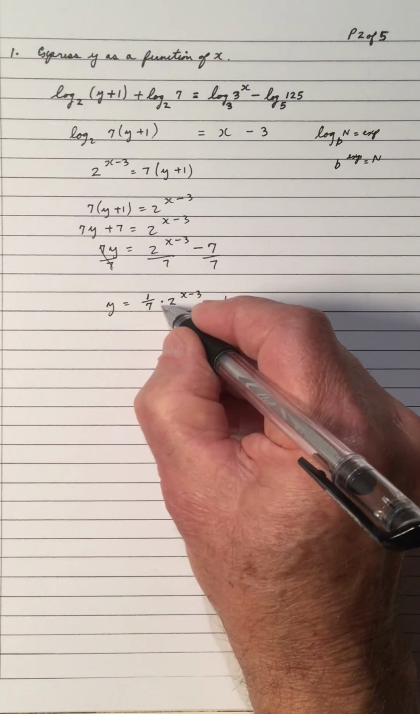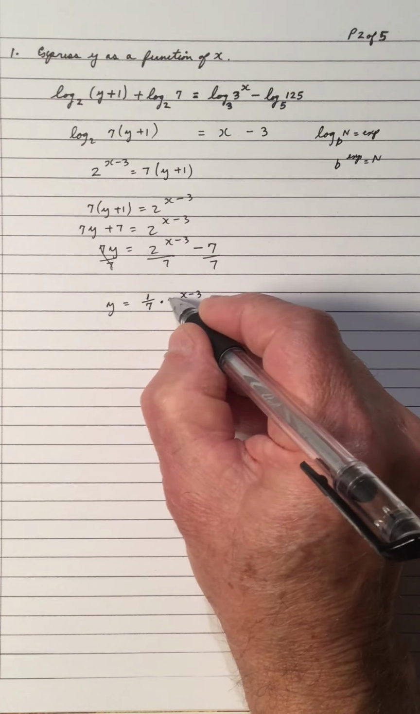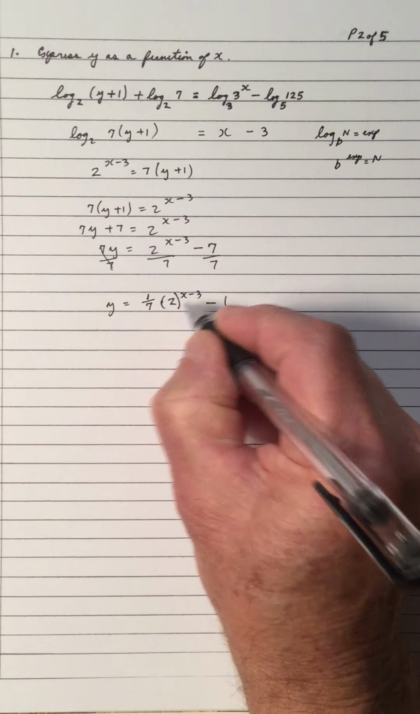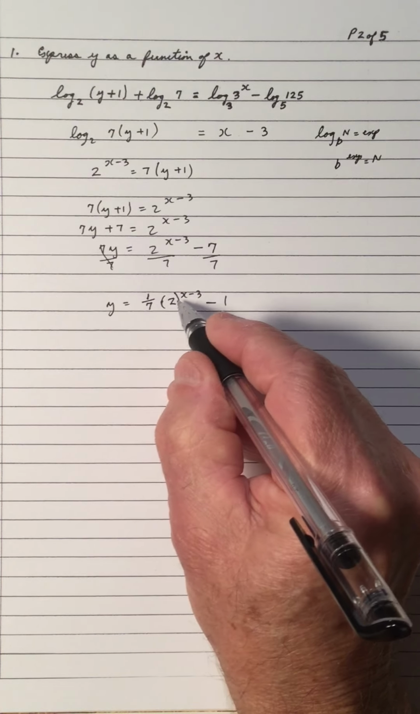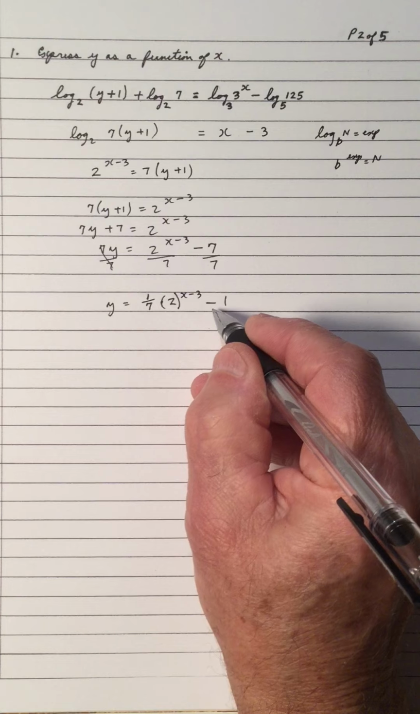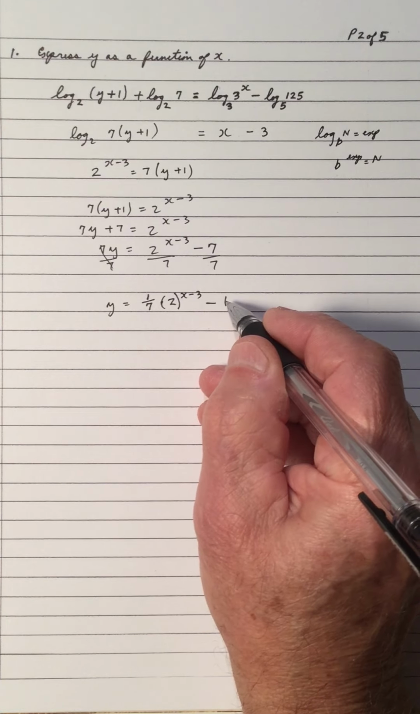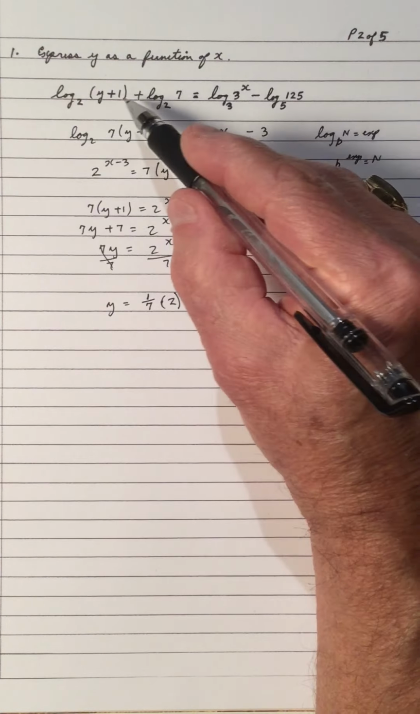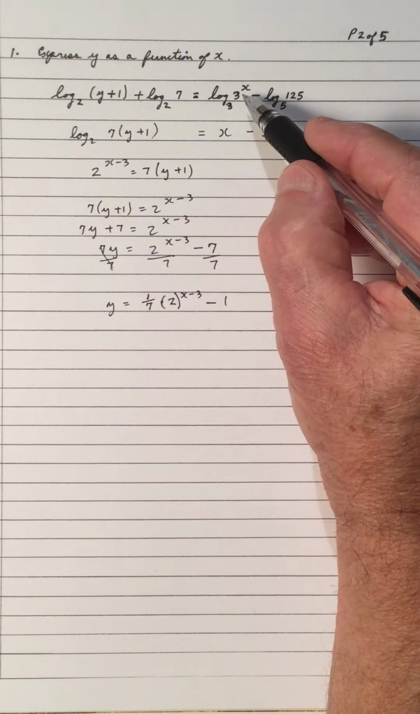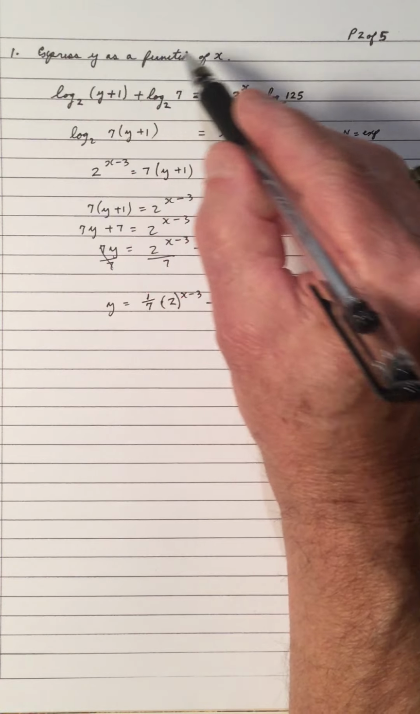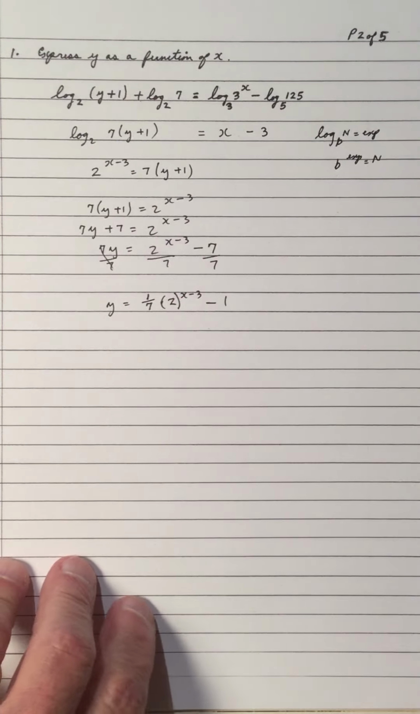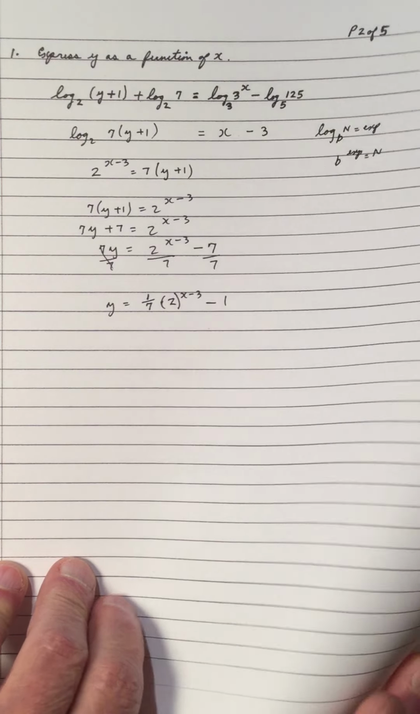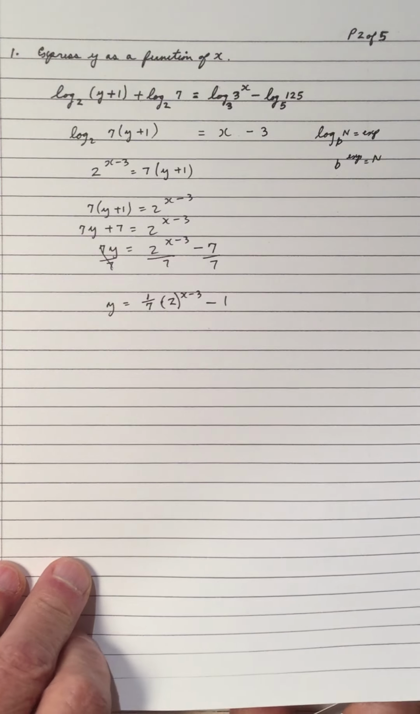We're dividing by 7, so it's 1 over 7. I could put this in brackets or just leave the multiplication sign. So it's 1/7 times 2 to the x minus 3, minus 1. And that's expressing this log equation with y as a function of x. Again, I try to find extra problems to help you think.